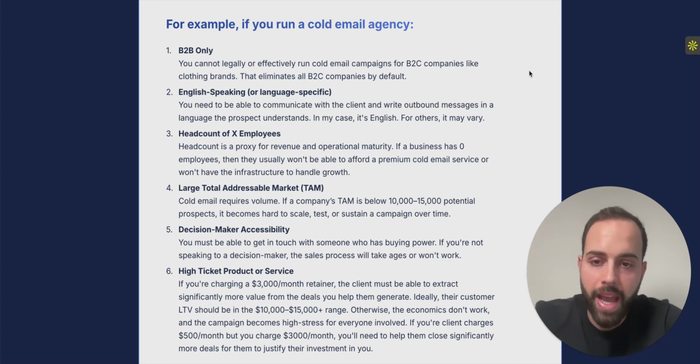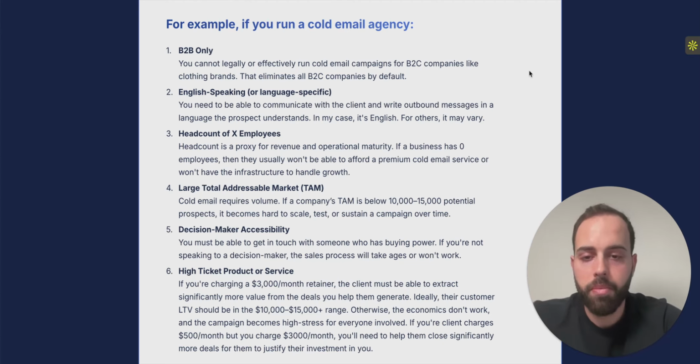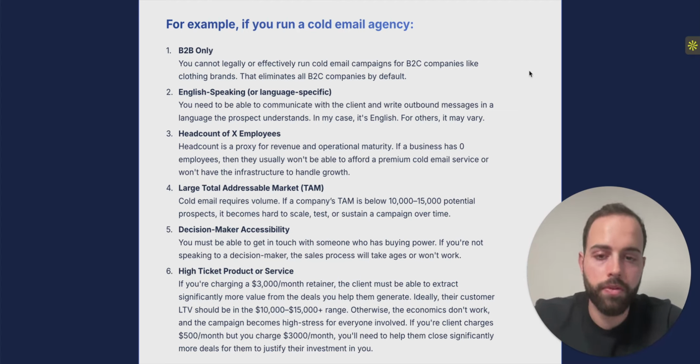Number three is a headcount of X employees. So headcount is a good proxy for revenue and operational maturity. If a business has 0 employees, then they usually won't be able to afford a premium cold email service or any service in general, or they won't have the infrastructure to handle growth. Number four is a large total addressable market, so a large TAM. Cold email requires volume. So if a company's TAM is below 10,000 potential prospects, it becomes hard to scale, test, or sustain a campaign over a long period of time.